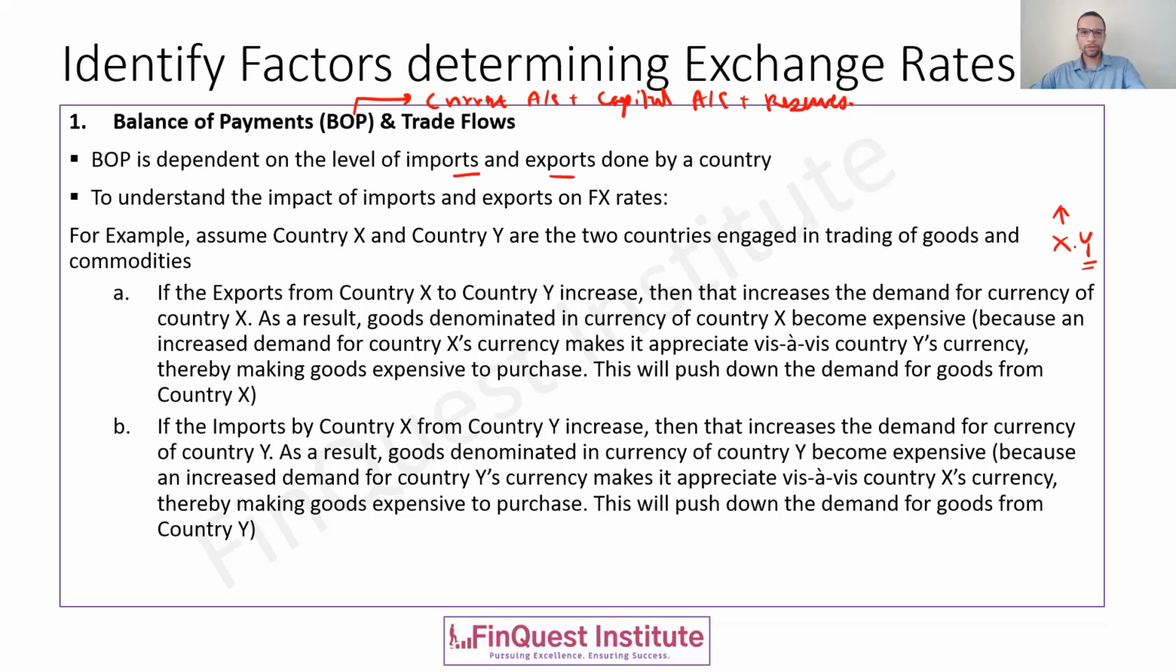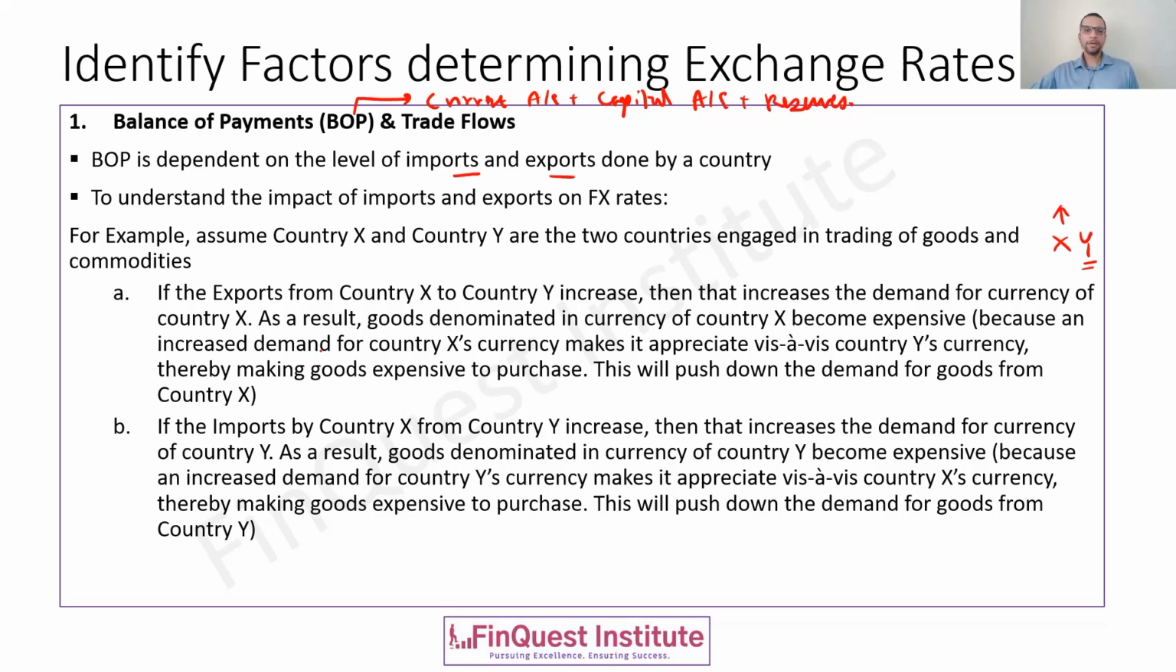Because of this, country X's currency is going to appreciate as compared to country Y, and the goods made by country X are going to become very expensive. In response, this will push down the demand for goods from country X, because people in country Y will say that the products we used to consume from country X are simply too expensive now and we can't really afford them.